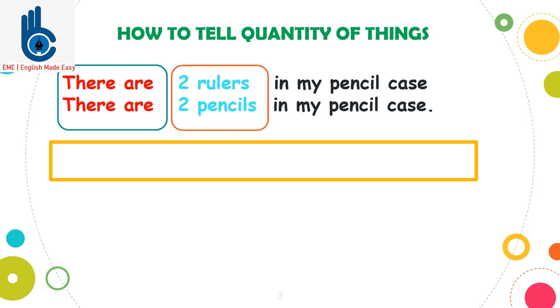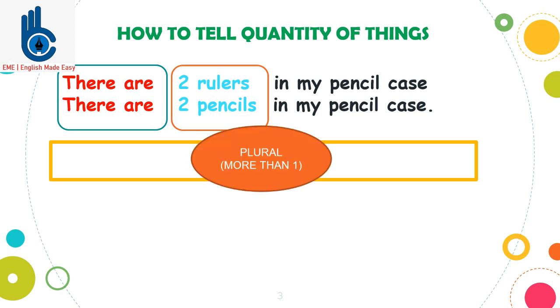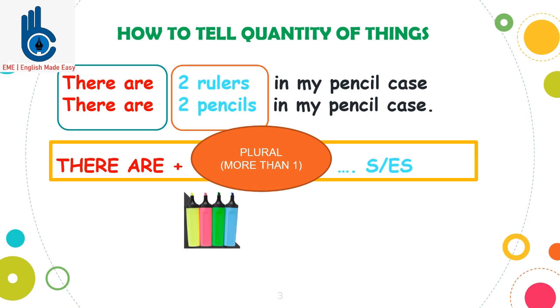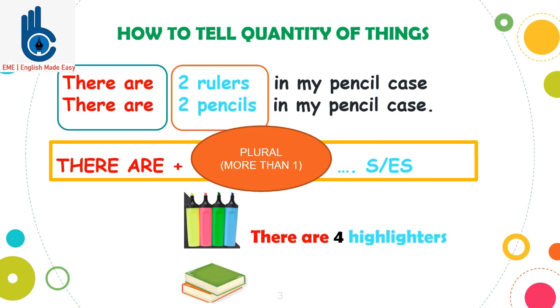This is the pattern of plural things. Pola kalimat untuk menyampaikan jumlah benda, jamak atau lebih dari 1. We start with there are, followed by the name of the object, followed by S or ES. For example, there are 4 highlighters. There are 2 books.